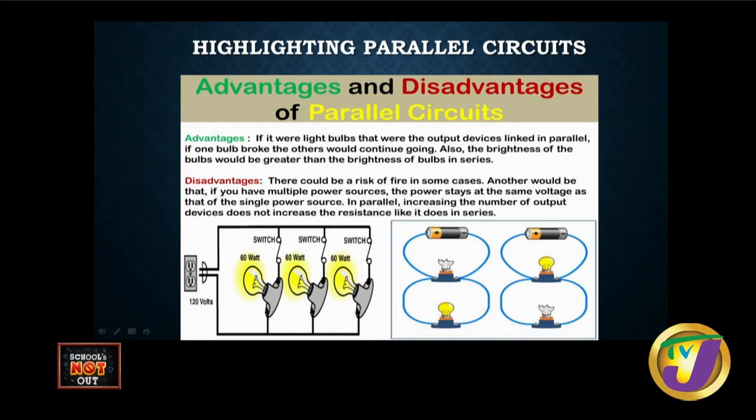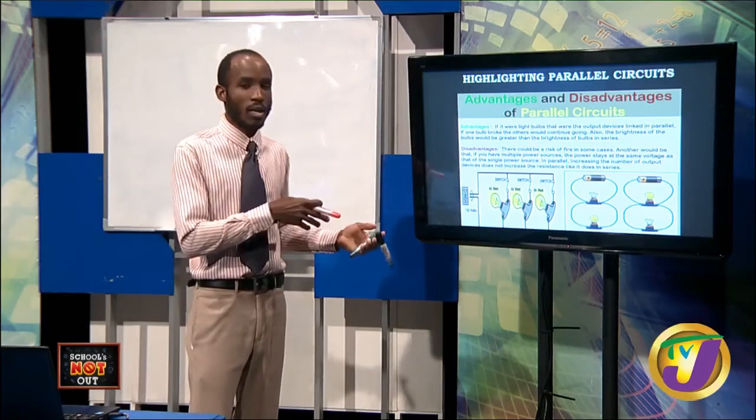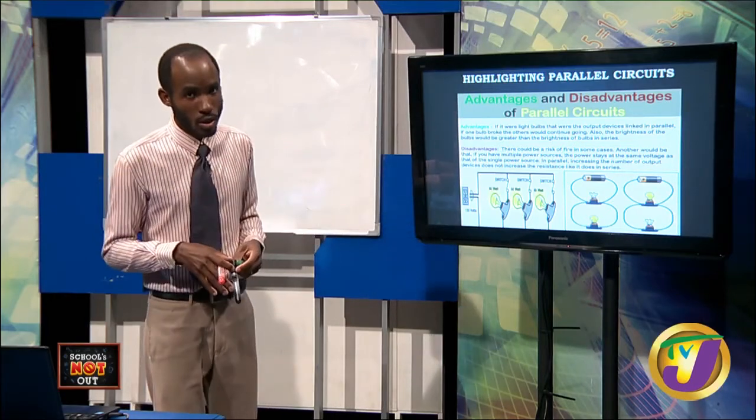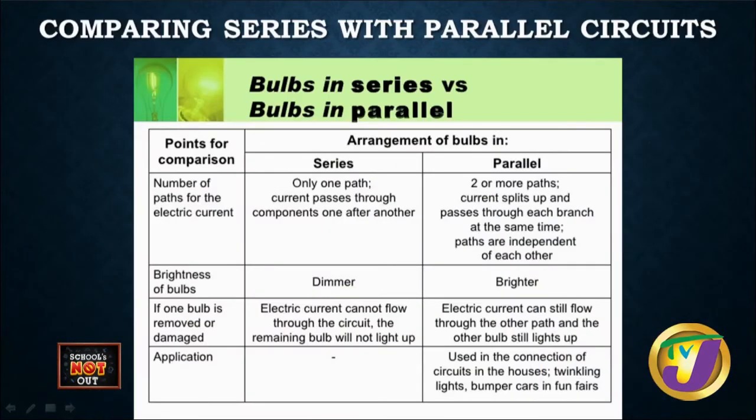Another is that if you have multiple power sources, the power stays at the same voltage as that of the single power source. In parallel, increasing the number of output devices does not increase the resistance as it does in series. So if you have a current issue, an overheating issue, you don't want to really consider the parallel arrangement because the more components you add in parallel, it actually reduces the resistance. For series, adding components, resistance goes up. For parallel, adding components, resistance goes down. So you have to bear that in mind when you're wiring a parallel circuit.